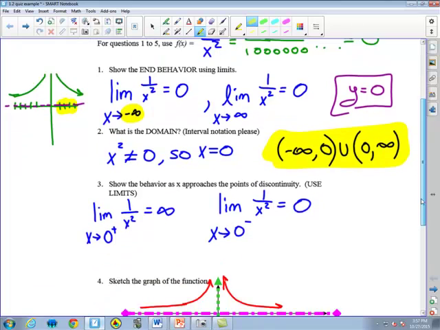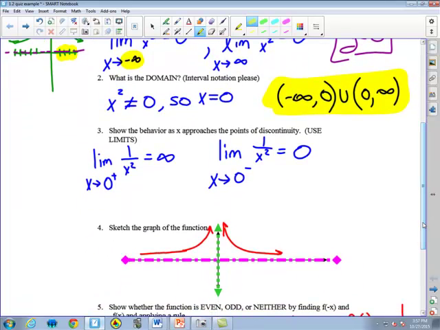Next, for number 3, let's consider the behavior as x approaches the points of discontinuity. Well, the points of discontinuity are the values of the domain that x cannot be, which of course here is again 0. So we will approach 0 from the right and approach 0 from the left. So a number that's pretty close to 0, that's positive, would be 1 divided by a very small number squared.